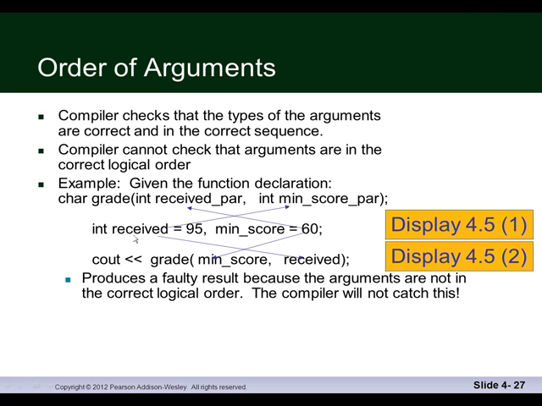So when I say int received is 95 and minimum score is 60, and I'm calling the grade with minimum score, which is 60, and received, which is 95, that's not what I wanted, but it's not going to complain. It's going to check the first one and the second one. Because both of them are integer, it doesn't know the difference. Remember, in my declaration, I do not need the variable. It's just int and int. So if I mix it up, it's just going to use it that way. That's why the comments are very, very important.